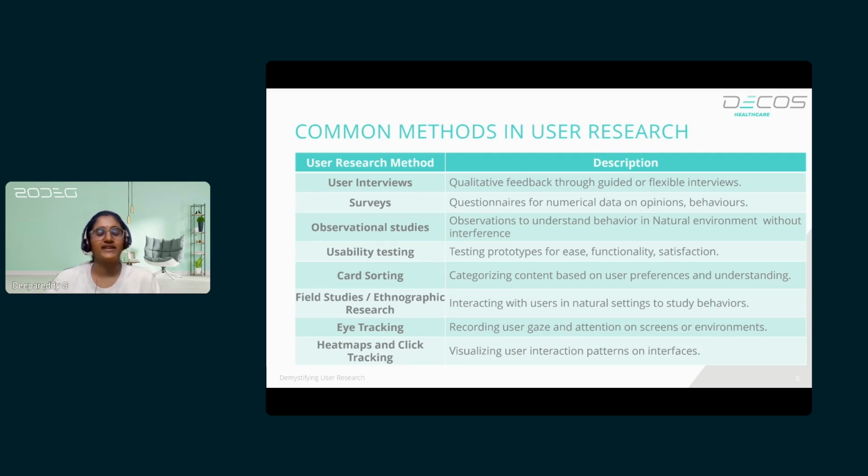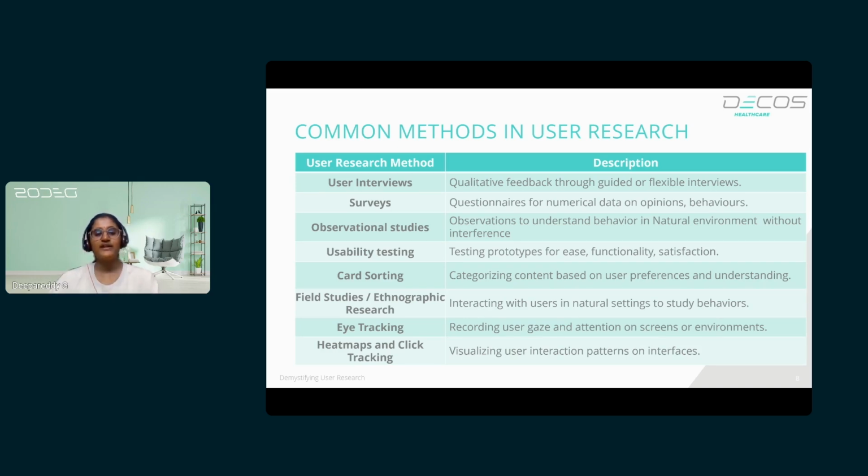Coming to eye tracking. Eye tracking refers to the technology and methods used to monitor where and how long users look at a specific point on a screen, in a physical environment, or a user interface. It is basically used for analyzing visual attention patterns, optimizing interface design, and also understanding user focus.